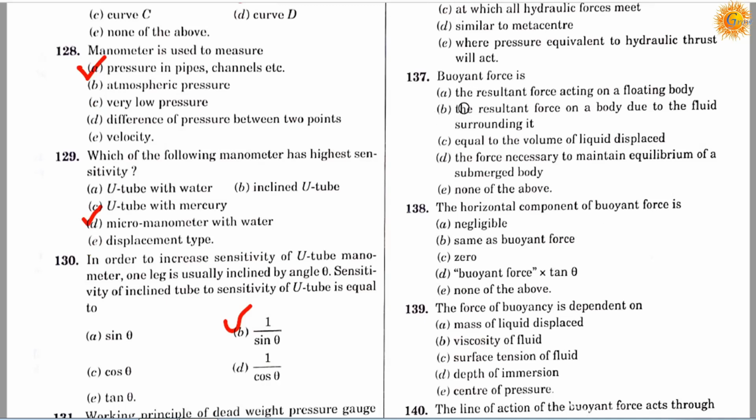Buoyant force is, option A, the resultant force acting on a floating body, option B, the resultant force on a body due to the fluid surrounding it, option C, equal to the volume of liquid displaced, and option D, the force necessary to remain in equilibrium of a submerged body, and option E is none of the above. So the correct answer is B, the resultant force on a body due to the fluid surrounding it.